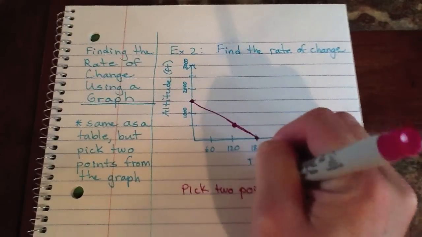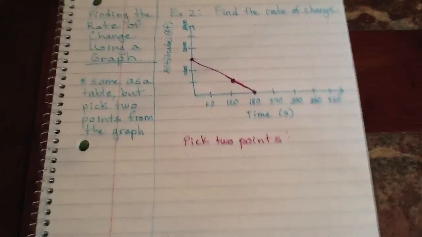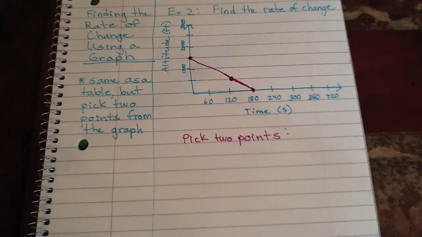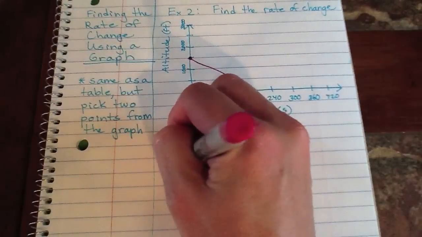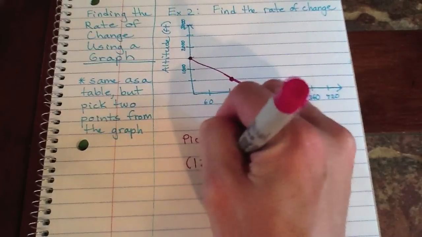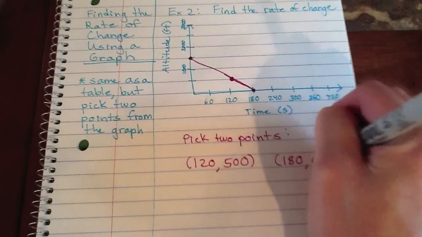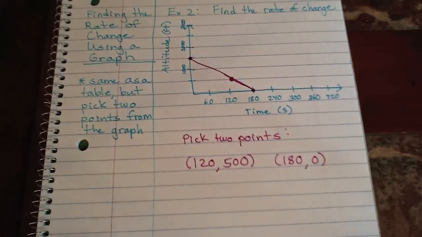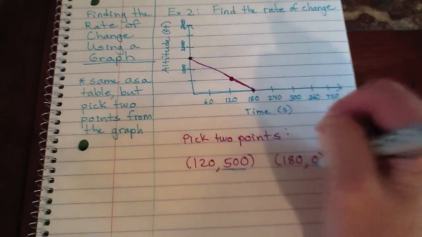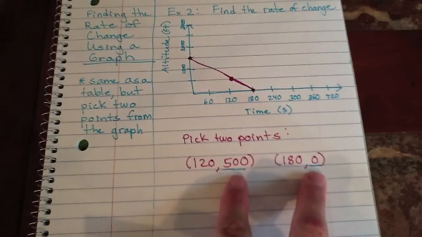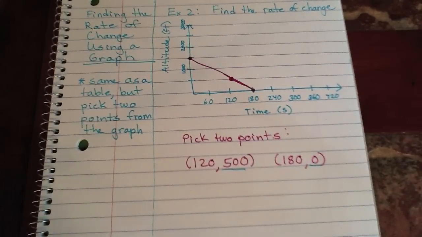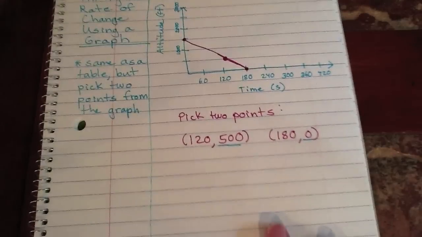Remember, you're always finding change in y before you find change in x, which tends to get confusing. So the points we picked are 120, 500, and then 180, 0. And that's why I always underline the y's, because it reminds me 2 things. Number one, it reminds me they go at the top of my fraction in my numerator, and it also reminds me to go ahead and use those first.